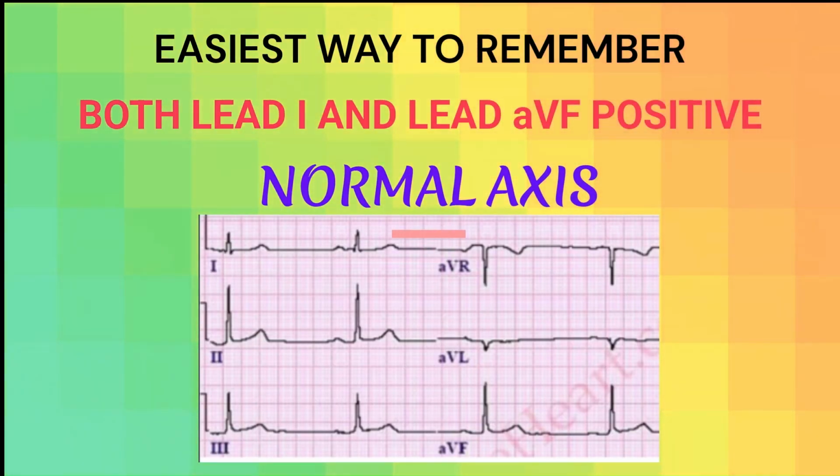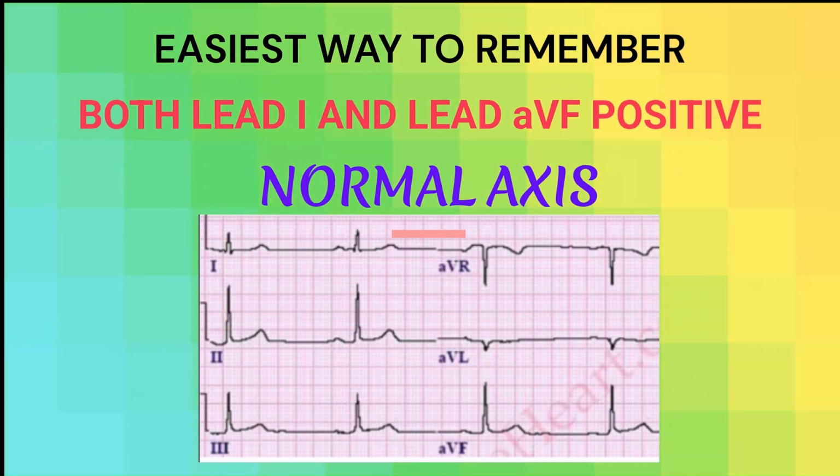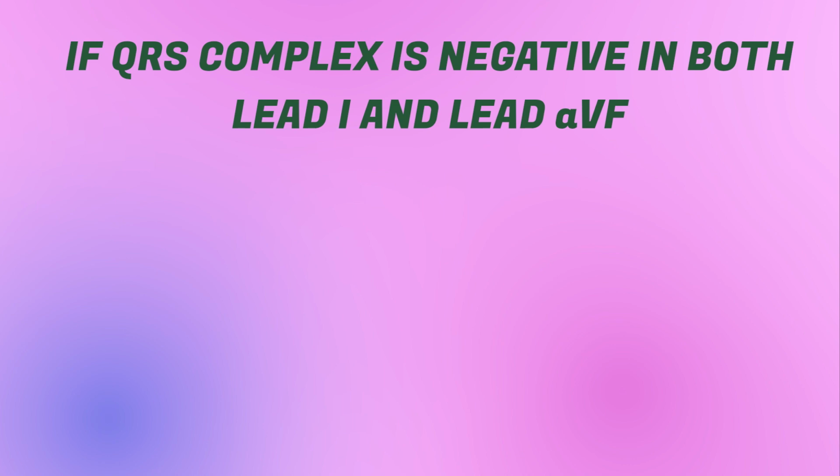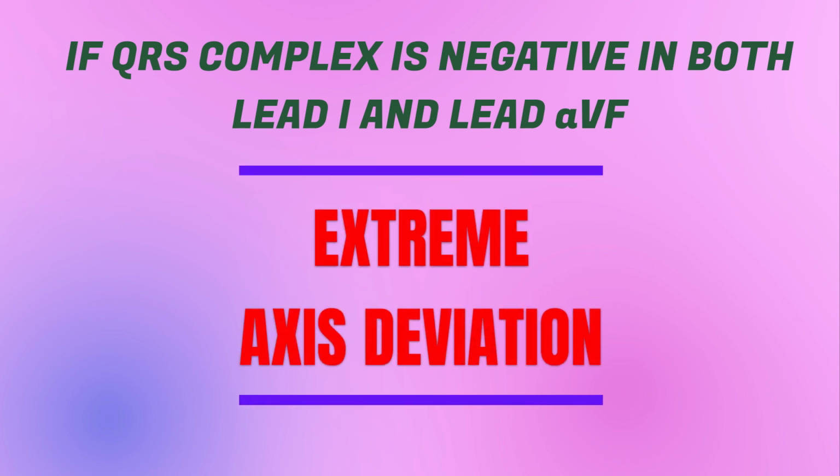Easiest way to remember it, check lead 1 and lead AVF. If both are positive, it's normal axis. If QRS complex is negative in both lead 1 and lead AVF, it's called extreme axis deviation.